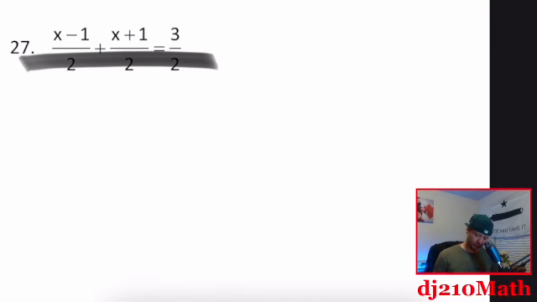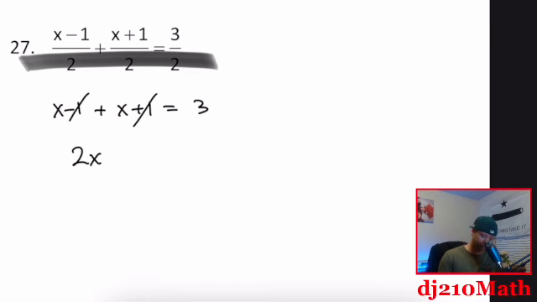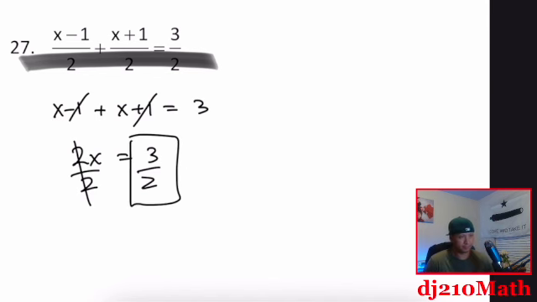So this means that x minus 1 plus x plus 1, this needs to equal 3. So then combining like terms, x plus x is 2x, minus 1 plus 1, that goes away. And this is equal to 3. Divide both sides by 2, and x is equal to 3/2. So it's kind of nice when all the denominators match up. You can just cancel them out, right? That's basically what this is.